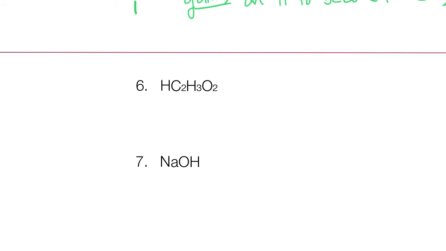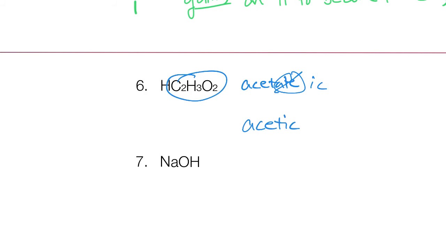All right, on this next one, I'm focusing on the anion, and C2H3O2 is acetate. So I can see that ate ending, once again, that's going to become an ic ending. So it becomes acetic, and then we add the word acid.